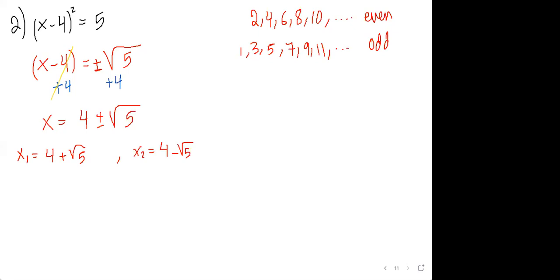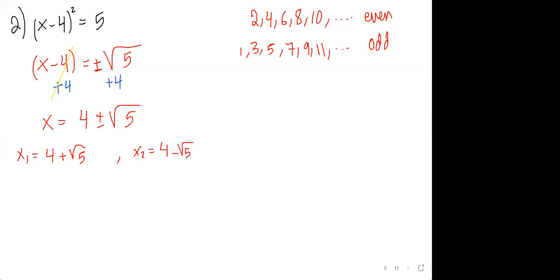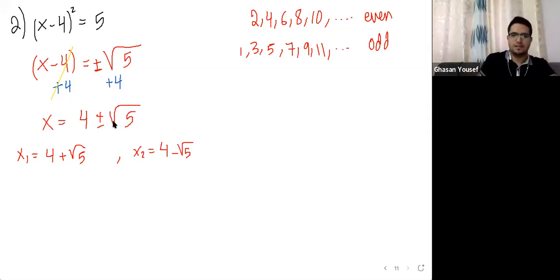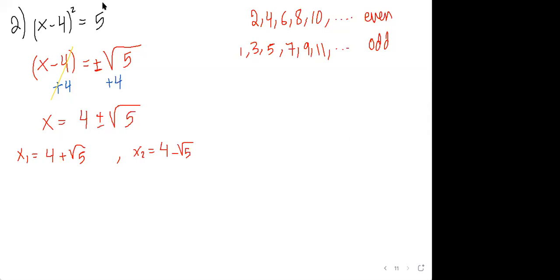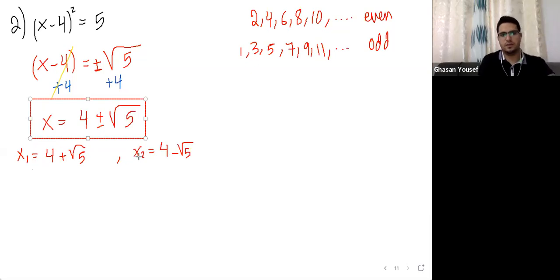Make sense? Any question? Professor, could we leave our answer just like 4 plus or minus the square root? Yes, you can leave the answer like this. So you can leave the answer like this, or you can leave it like x1 equal and x2 equal.